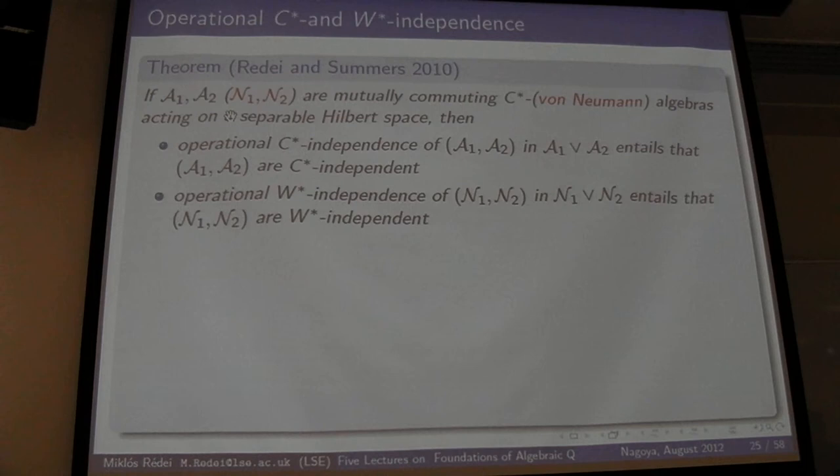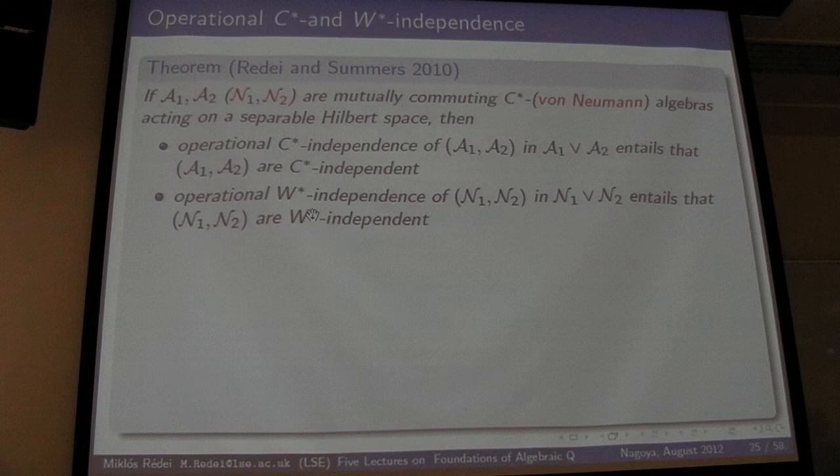And this is also the case for W star independence and W star operational independence. Namely, if you have two mutually commuting von Neumann algebras in a separable Hilbert space, then operational W star independence of the two entails that the two are W star independent.